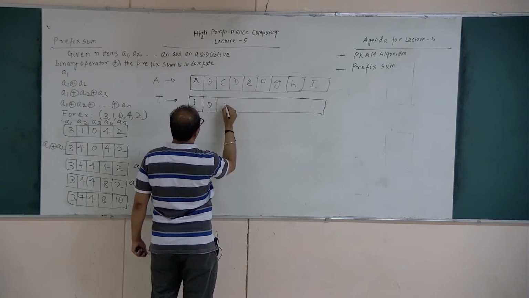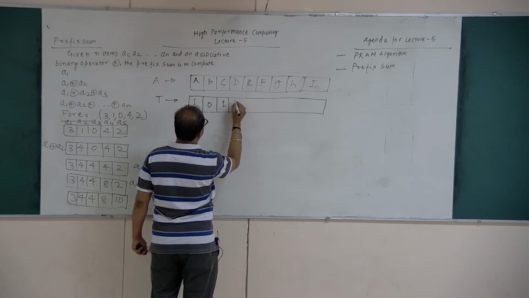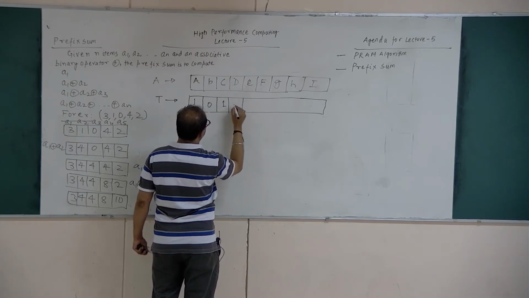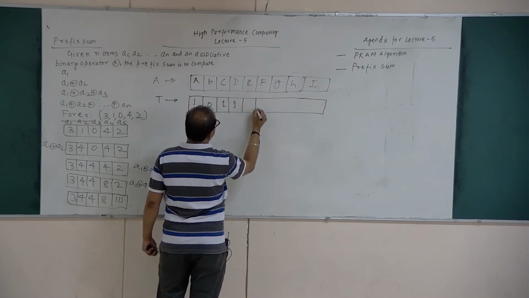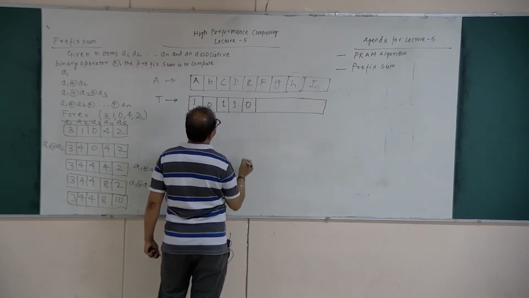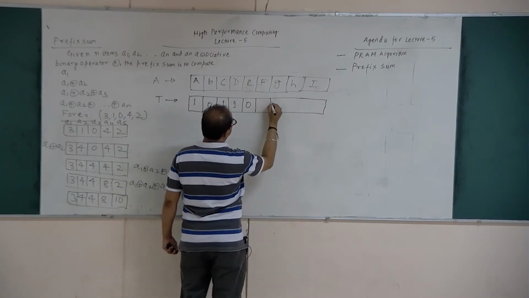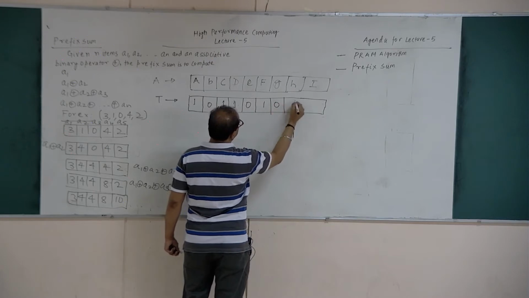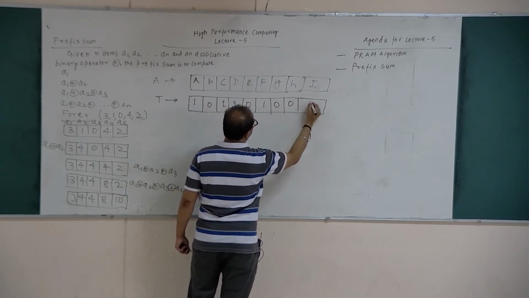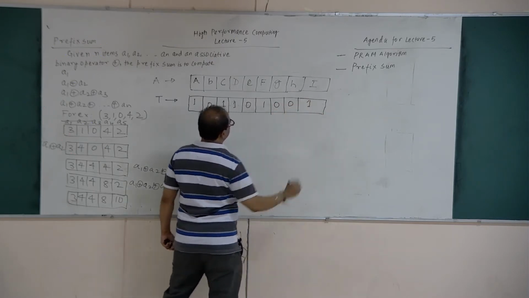C is also capital, you can see, so it will also store 1, and D is capital, so it will also store 1. E is small, so it will store 0, and F is capital, so it will store 1. G and H are 0, and finally I is a capital letter.